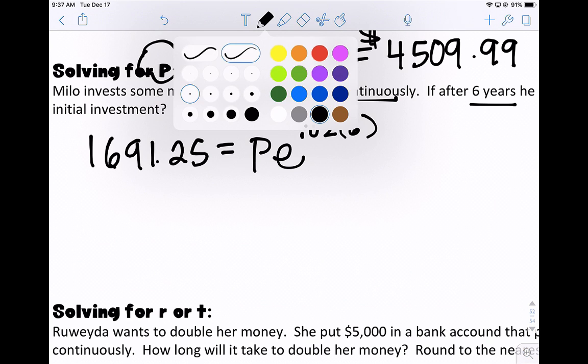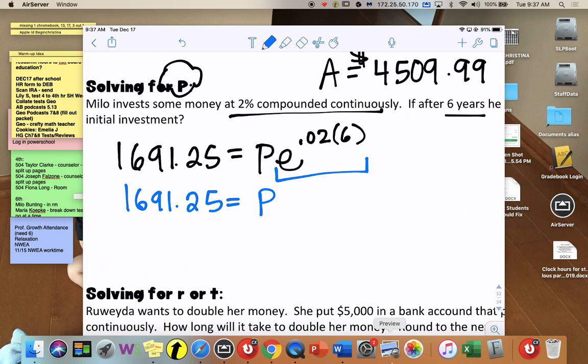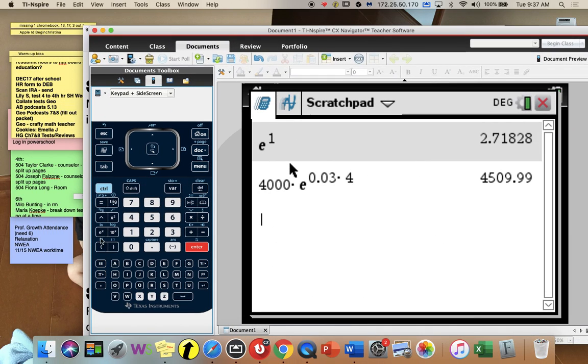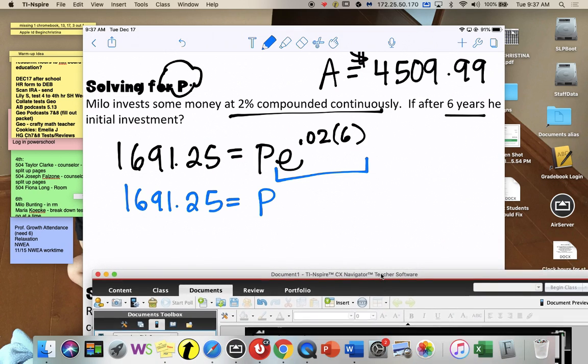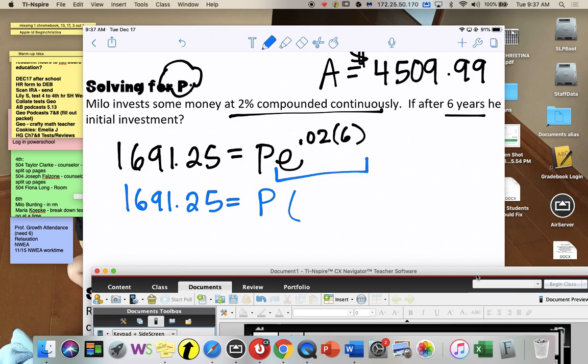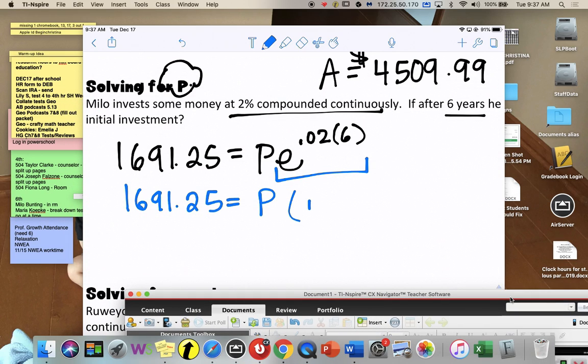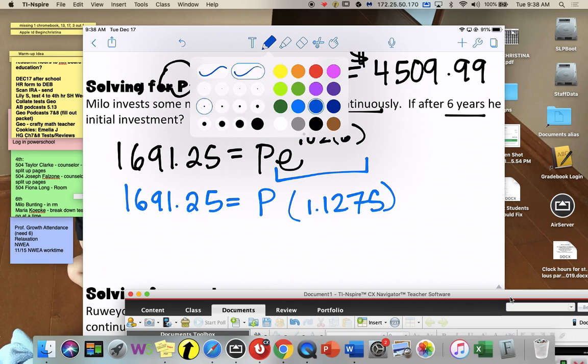Okay, so we have 1691.25 equals P, and then this is a number, E to the RT. Let's calculate that number. Here's what it looks like. So we'll do E to the power of 0.02 times, what was it, 6 years? Okay, so that is that number. I'm going to leave it in my calculator so we have a more exact answer, but it was 1.1275. And to get P by itself, we're going to divide each side by that number.